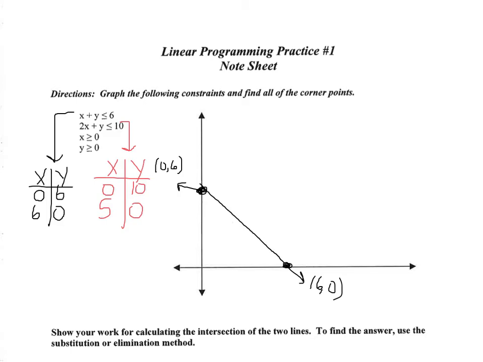Let's graph the second one. 0, 10 would be higher than 0, 6, so maybe something about like this. 5, 0 is going to be close to 6, 0. Label it right away. I have to decide what kind of line to draw in. I'm again going to draw in a solid line because it had less than or equal to. And it's going to turn out in this case that I'm going to shade below both of those lines.